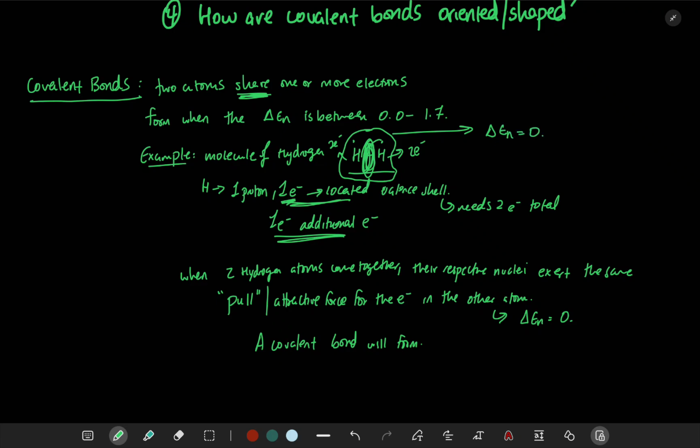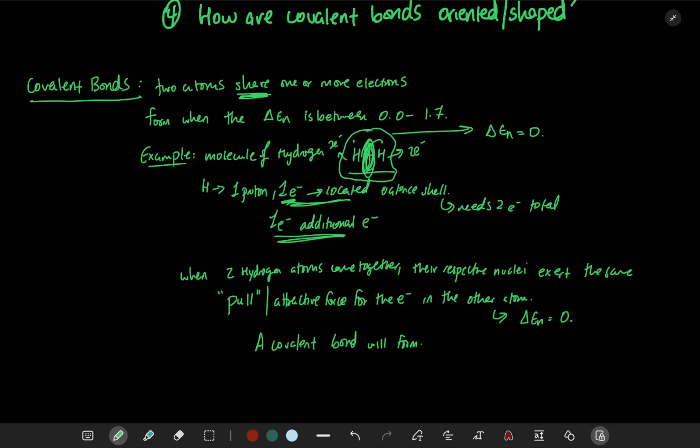Because they're the same atoms, they have the same electronegativity. The difference between the two is nothing, so 0, okay? So what that means is, if the electronegativity difference is 0, both nuclei, the nucleus of either hydrogen atom, will exert the same attractive force on the bonding electron pair, right? Which means that there's going to be equal sharing.